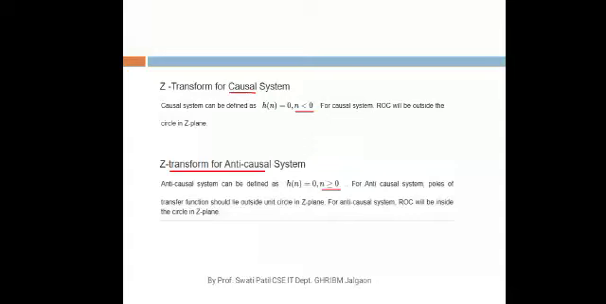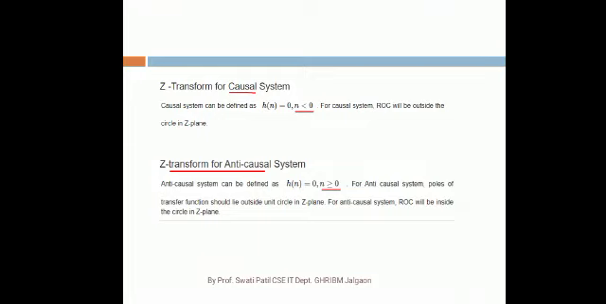Hello dear students, in this video we are going to see Z transform for causal system and Z transform for anti-causal system. Causal system can be defined as h[n] equal to 0 where n is less than 0, and for causal system the ROC will be outside the circle in the Z plane. That is, whenever we have the shaded portion outside the circle, then it is a causal system.